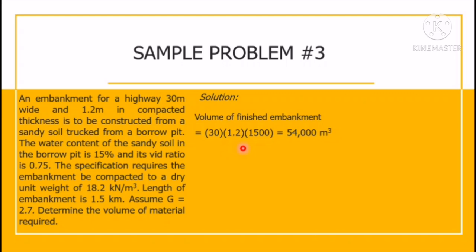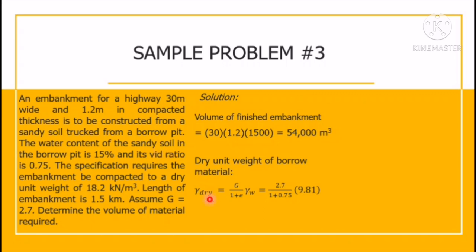So, what is given is a sandy soil extracted from a borrow pit. This is what we will place, our sandy soil from the borrow pit. The sandy soil from the borrow pit has a 15% moisture content and a void ratio of 0.75. Our requirement is that the dry unit weight of this embankment should be 18.2 kN per cubic meter. So, how do we achieve that? We have to determine first the dry unit weight of our borrow material.